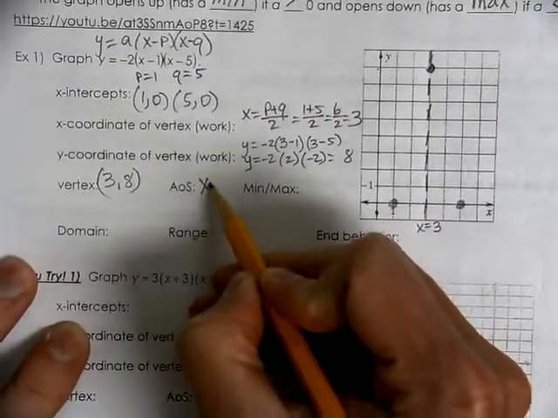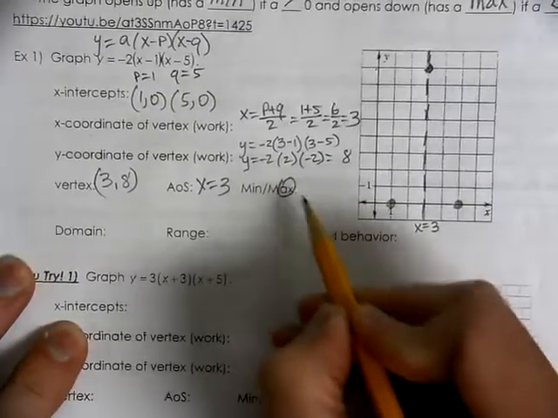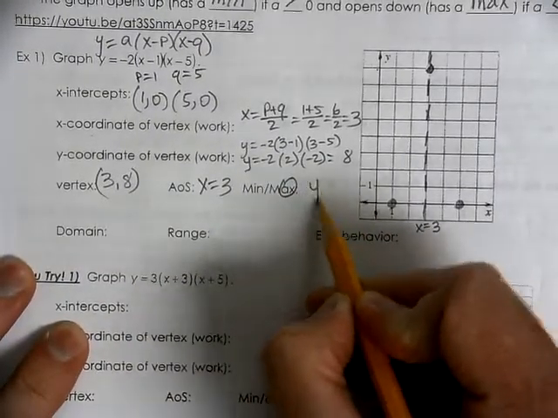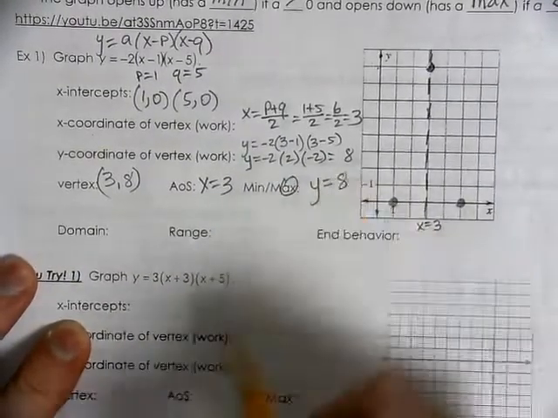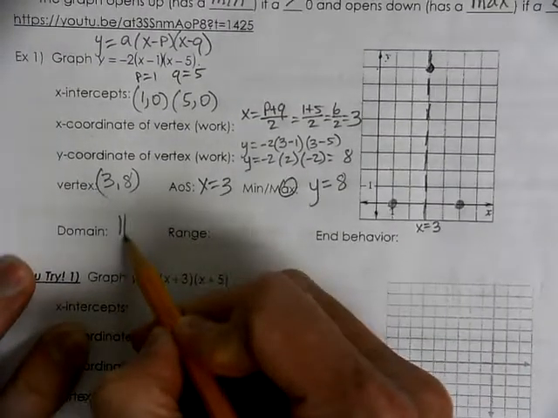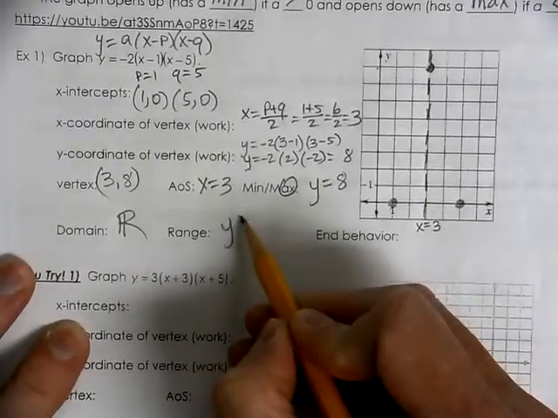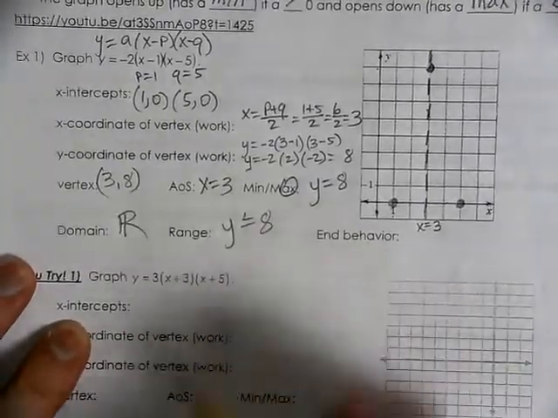With an axis of symmetry of 3. It's going to have a maximum value where the y value is 8. We know that the domain is all real numbers, and the range of values is y less than or equal to 8.